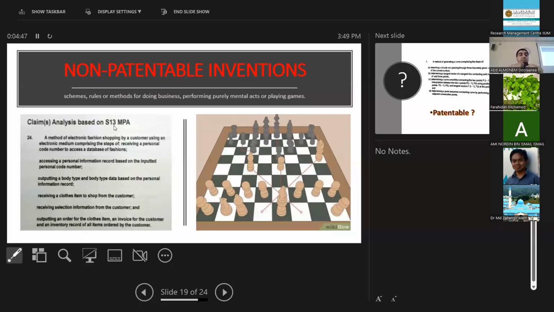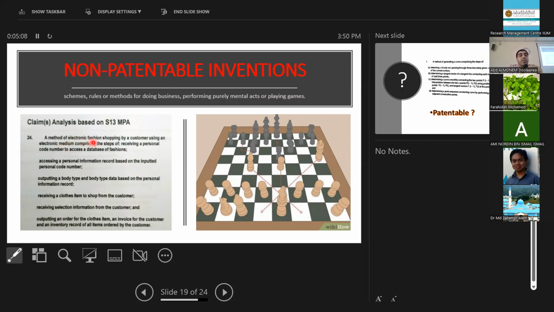Non-patentable inventions: schemes, rules, or methods for doing business, performing purely mental acts or playing games. This one cannot be patented. For example, a method for playing chess cannot be patented.